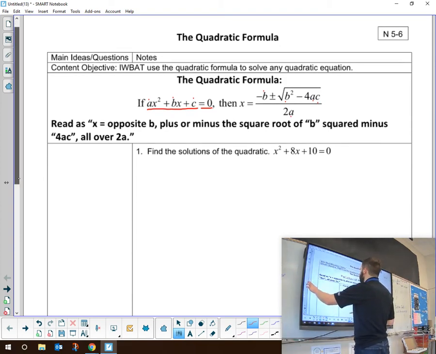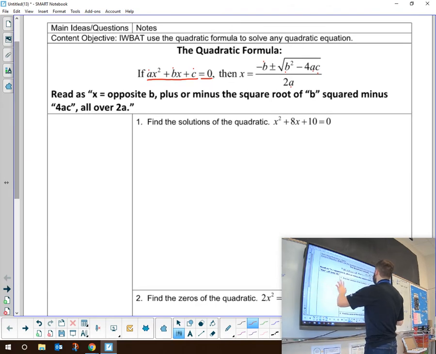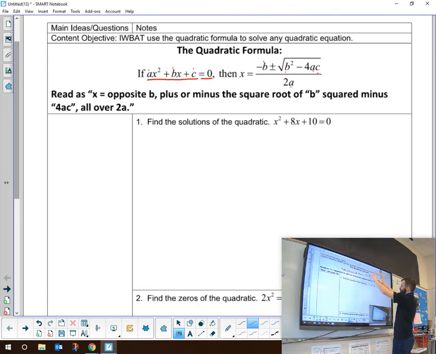So let's take a look and plug it in for number one. We're taking this formula and plugging it into my equation. The first thing we need to do is find out what my a, my b, and my c are. So I'm going to say, okay, my a is 1, my b is 8, and my c is 10. Once you know what your a, b, and c are, so we move everything to one side, right? We find what my a, b, and c are, and then we plug it in.